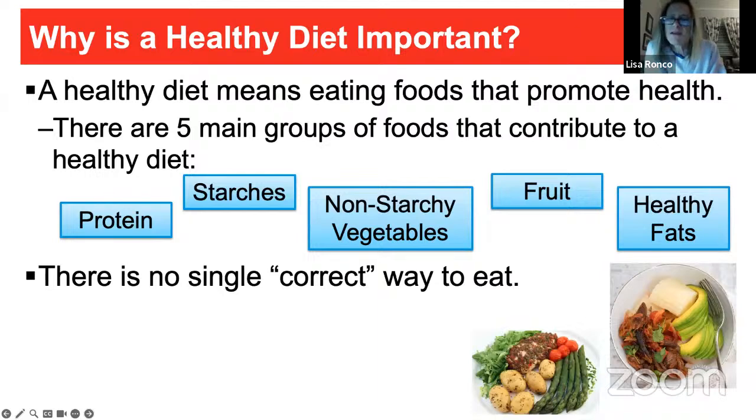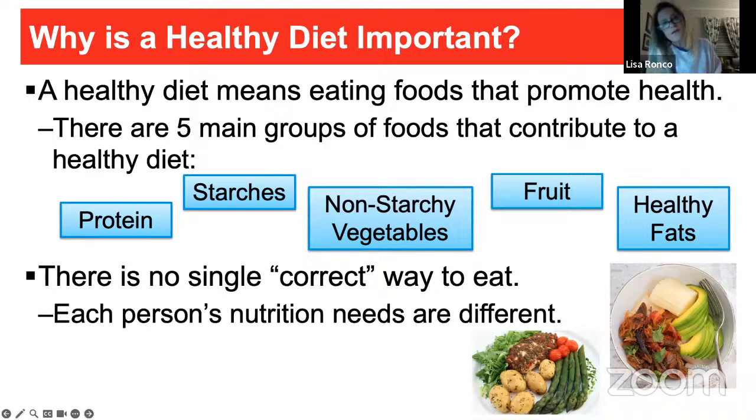So what does a healthy diet mean? When someone tells me I just want to eat healthy, that can mean so many things to so many different people. What a healthy diet means to me could be something totally different than what it means to Cyril. These are the 5 food groups we're going to focus on, and these are necessary: protein, starches, non-starchy veggies, fruits, and healthy fats. There's no single correct way to eat. I would be doing a patient a disservice if I told them you could never eat rice, or you must eat your broccoli if they hate those foods, right?